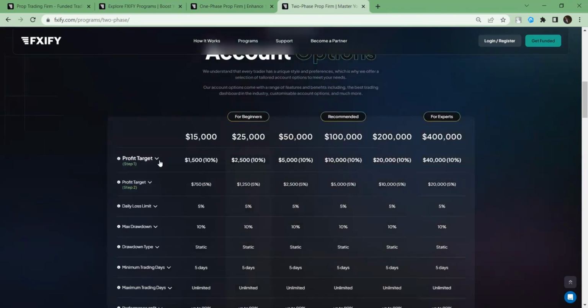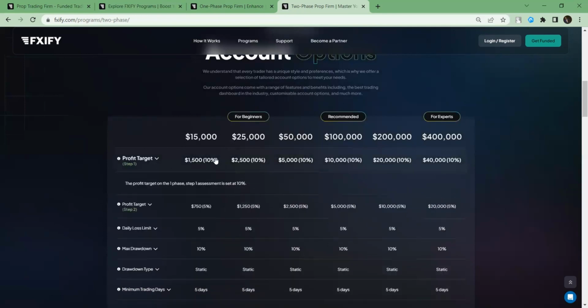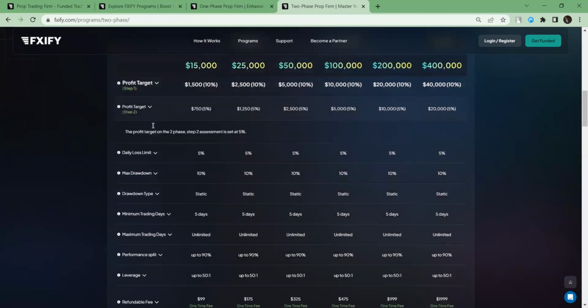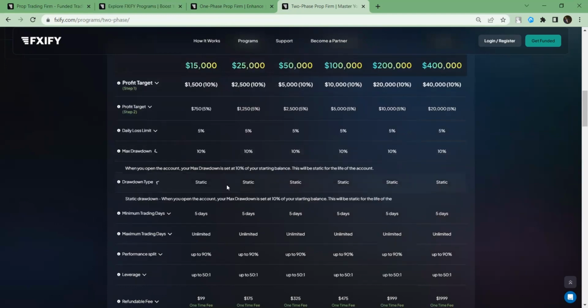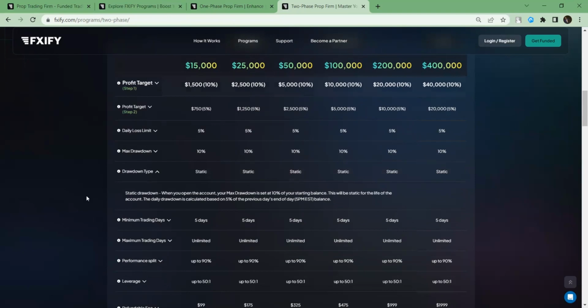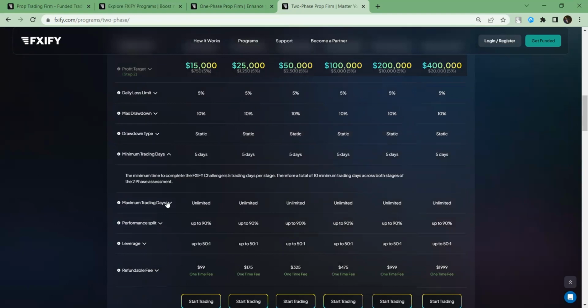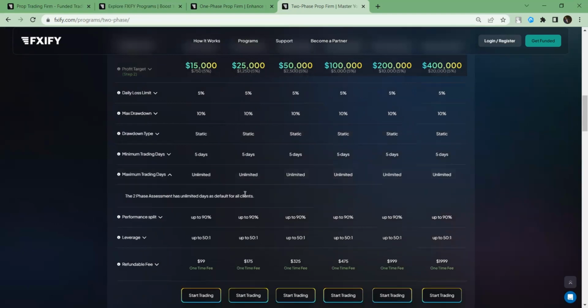So when it comes to the 2 phase challenge, you need to make 10%, which is same as on phase 1. And in the second phase, you need to make 5%, which is half of the first phase. You have a loss limit of 5%, same as the other side. But the good thing about this one is it has a max drawdown of 10% to play around with. And the drawdown is static. When we say 10%, it remains there. It doesn't trail, it doesn't move, it doesn't go anywhere. It remains there.